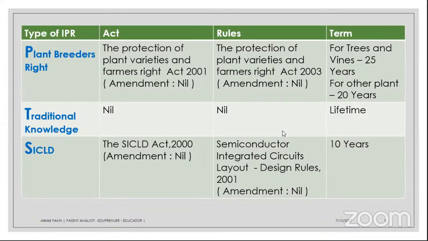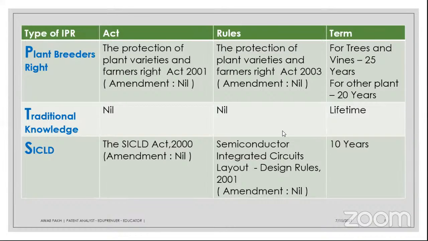Now the question to the amazing audience: in the previous slide, we had a similar kind of IPR. Even traditional knowledge doesn't have any act, no rules. The term for protection is lifetime. Which IPR was that in the previous slide? It was very similar to traditional knowledge. Yes, thank you so much. That was trade secrets. Even trade secret didn't have any rules or act, and the term for protection was also lifetime.